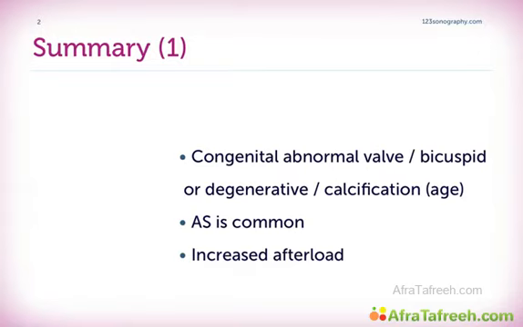In summary, aortic stenosis is very common and is usually caused by either a congenital abnormal valve, especially a bicuspid valve, or progressive degenerative calcification of the aortic valve, especially in old or elderly people. It leads to increased afterload and left ventricular hypertrophy, and finally left ventricular dysfunction.